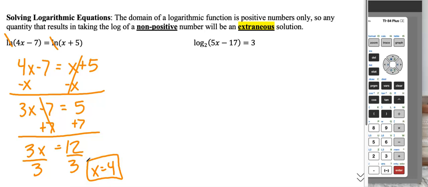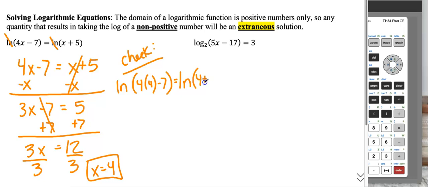Now, 4 is a positive number, but if I plug it back in and get a negative number, it would not work. So let's check our work to the side. I would have the natural log of 4 times 4, take away 7. That's what I would get after plugging in this 4. On the right side, I'm going to substitute 4 in, so I'd have 4 plus 5. Now I just need to do some mental math. I know 4 plus 5 is 9.